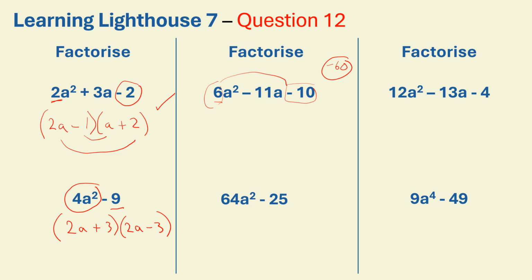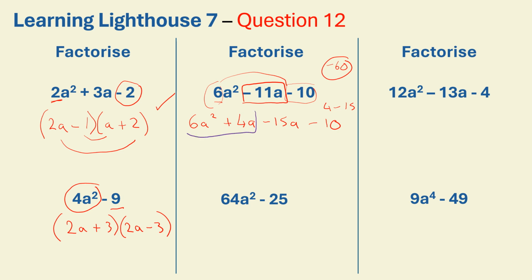Well, 4 and 15. If you multiply 4 and negative 15, you get negative 60, but 4 take 15 is this minus 11. So we call this split in the middle. So we're going to rewrite this. Instead of minus 11a, we're going to write plus 4a minus 15a. And then we've still got the minus 10 on the end.